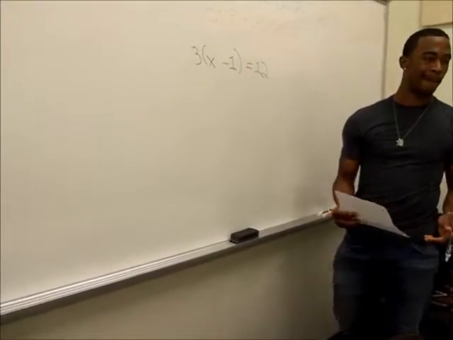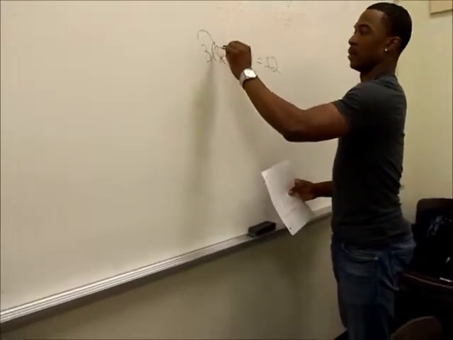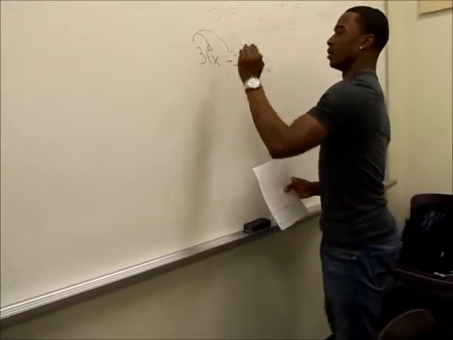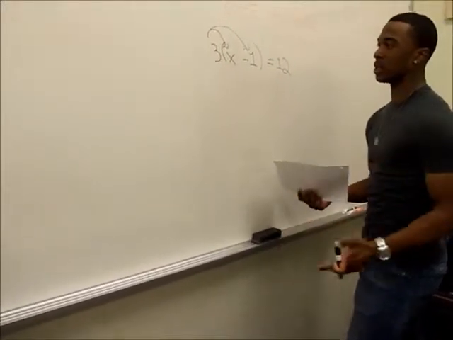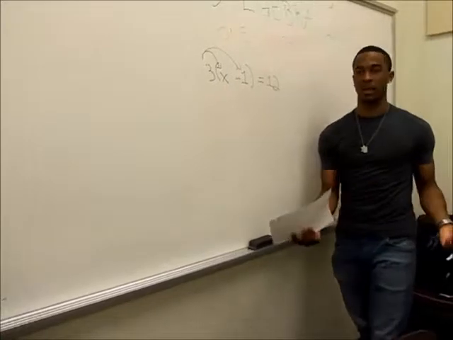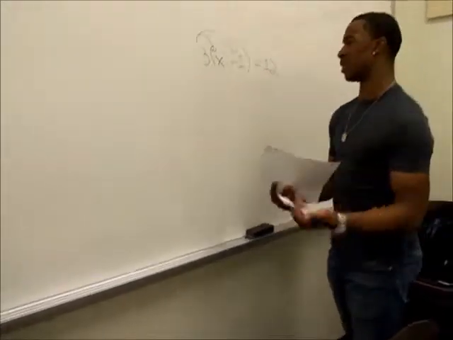You multiply the 3 times the x and the negative 1. Yeah, correct. Alright, there you go. So you do remember. So your first step, again, is to break it down out of the parentheses. Remember the method PEMDAS: parentheses, exponent.